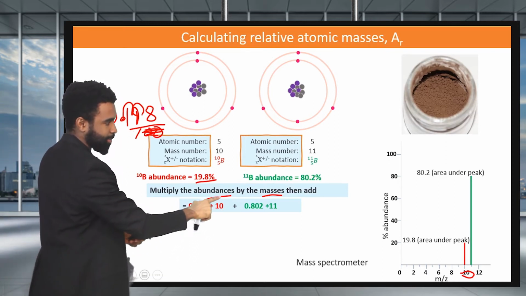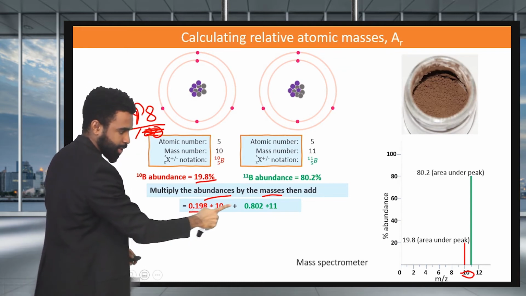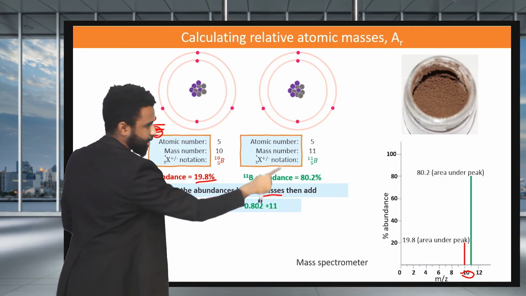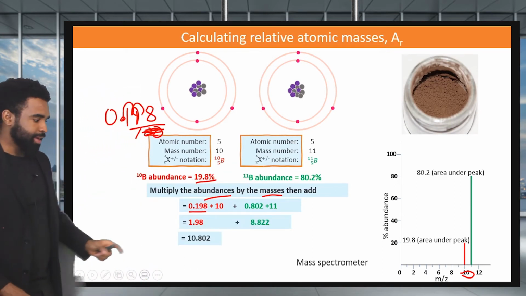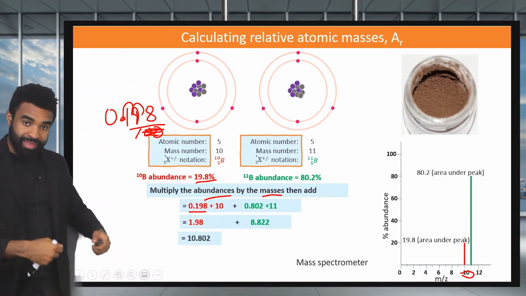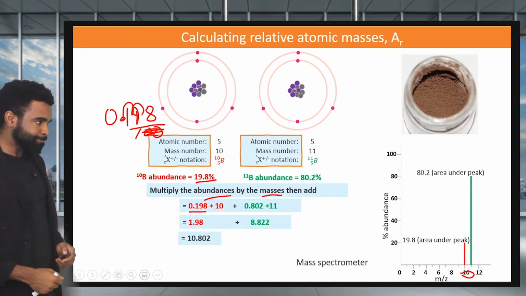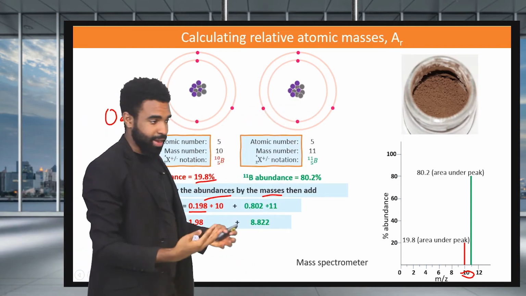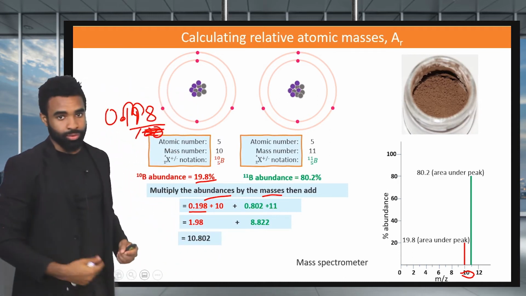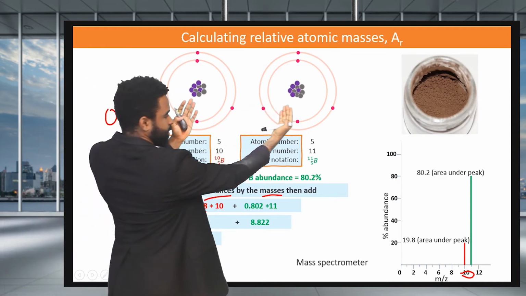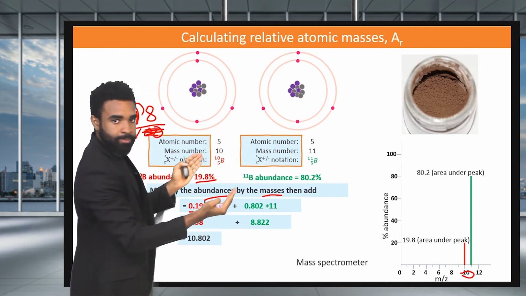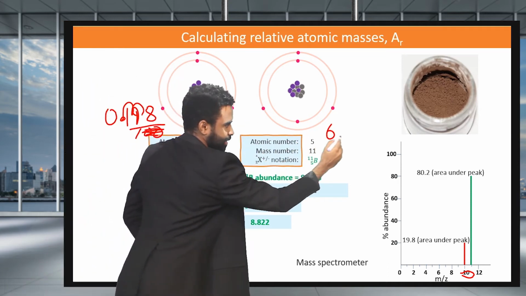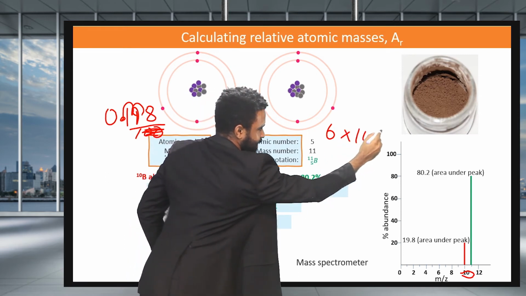0.198 times the mass number of 10 plus 0.802, which is 80.2% as a decimal, times the mass number of 11, and we do the math, and we get out 10.802, and that's our relative atomic mass. So if we have that mole of boron then, and we ask how much does it weigh, well, it weighs 10.802 grams, because that is the weighted average of these two mass numbers. So 6 hexillion, you know a mole is 6 times 10 to the 23, which is 6 hexillion.